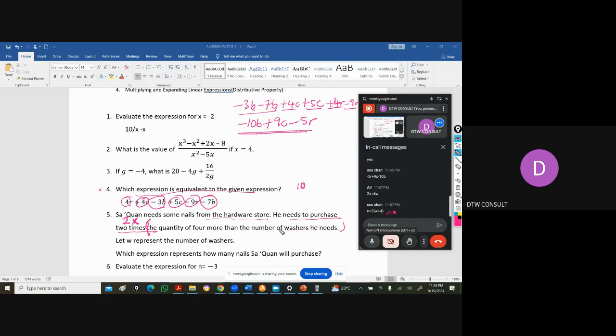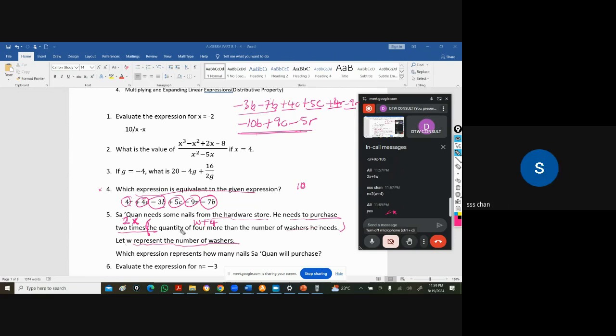So if he needs, here it says let W be the number of washers. So if he needed W number of washers, the quantity is 4 more. So plus 4. Do we see that? Sikra, do you see that? Ali, do you see that?